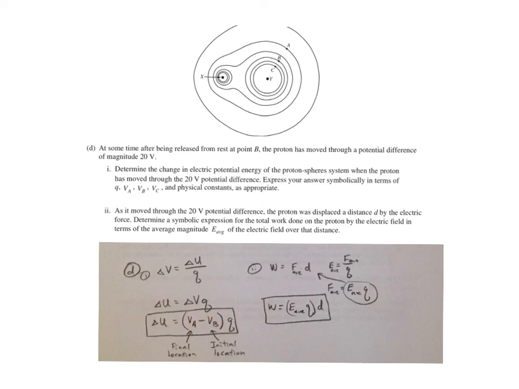And then part II, you want to figure out the work done in terms of those symbols. So here we go. Work is the average force times the distance, even though the force is not constant. They're saying to take the average force or the average field. Well, by definition, E equals F over Q. Average electric field strength equals the average force over your charge.